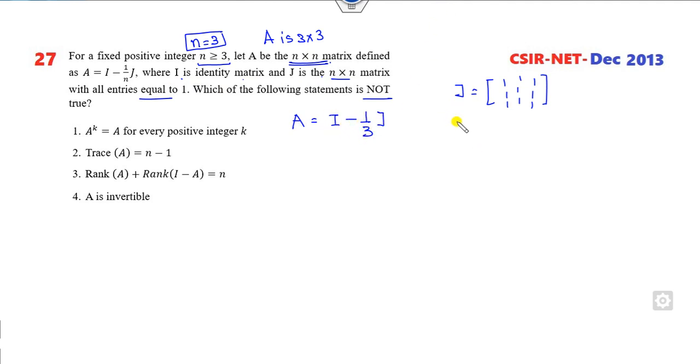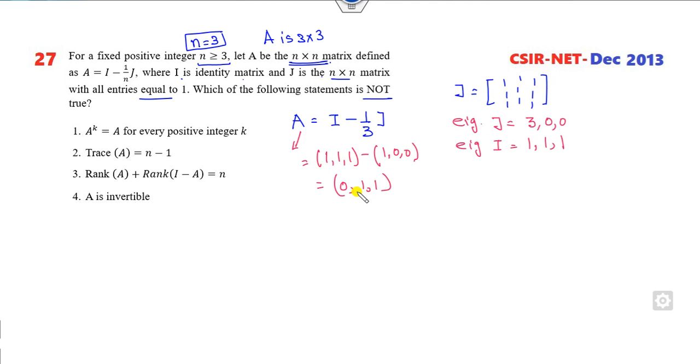Now what are the eigenvalues of J? Eigenvalues of J are 3 0 0, because the row sum is the same, 3, and the rest are 0. Eigenvalues of I are 1 1 1. So what are the eigenvalues of A? These are 1 1 1 minus 3 0 0. So what are the eigenvalues? 0 1 1. Fine, it is clear.